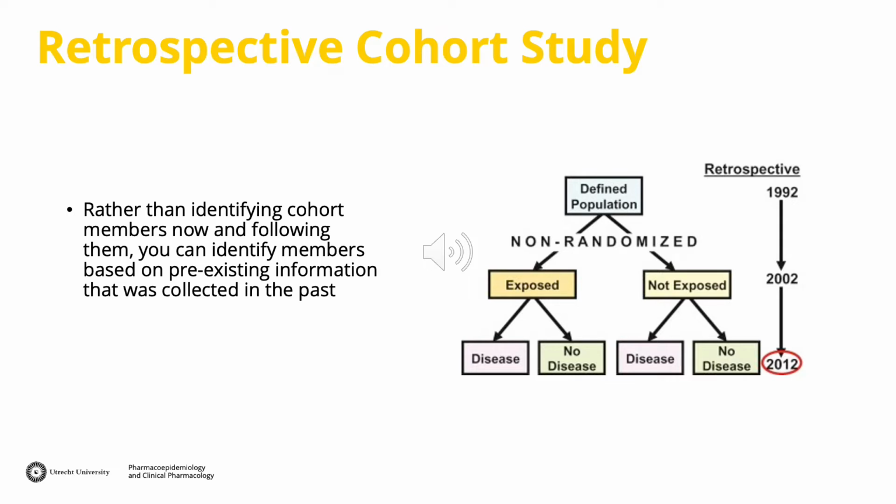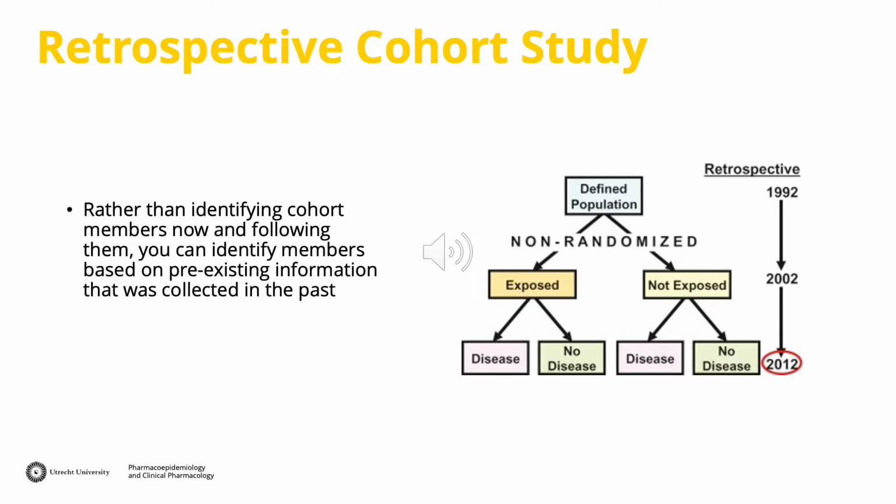So you didn't enroll a group of subjects and then follow them forward in real time. You start off with pre-existing records and then analyze what their exposure status was in the past based on those records, and then what their disease status was in the past based on those records. You don't have to wait to see whether or not they've experienced the outcome of interest. It's already happened in the past. You're just actually analyzing pre-existing data that was collected in the past.